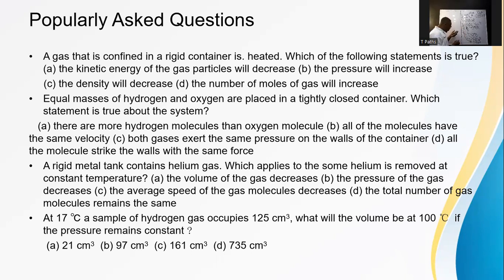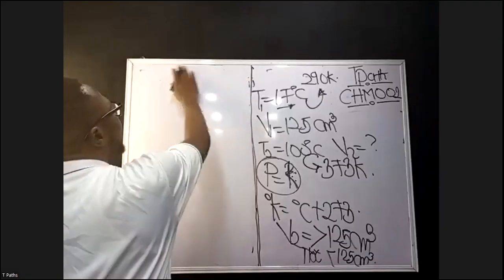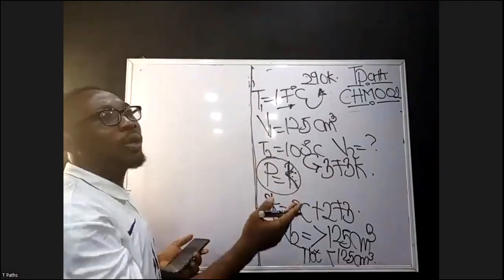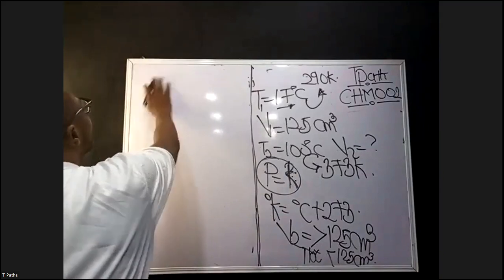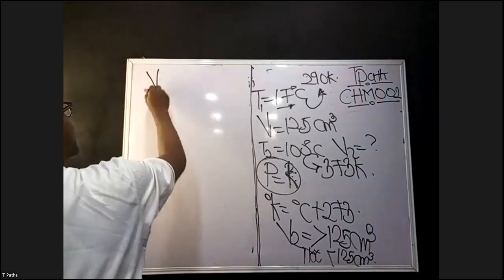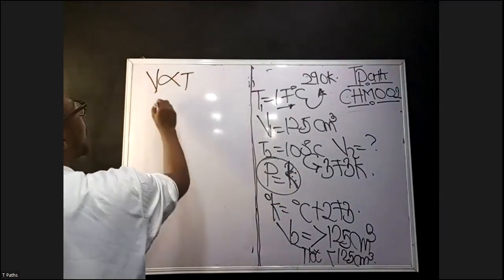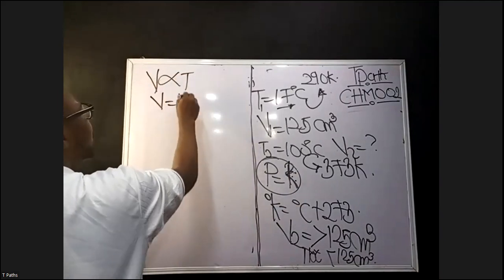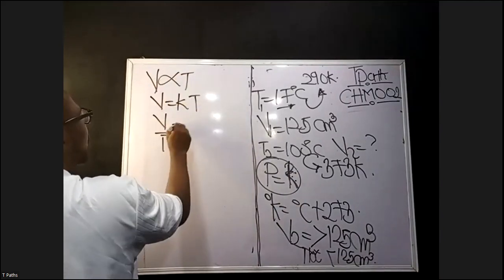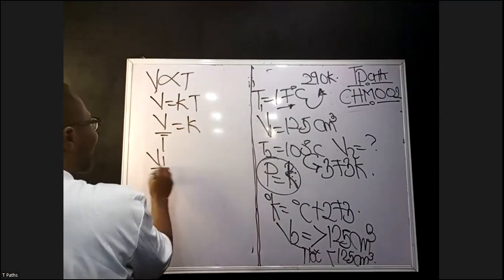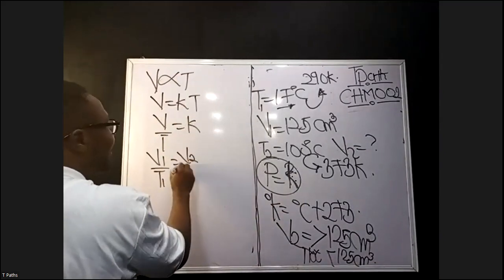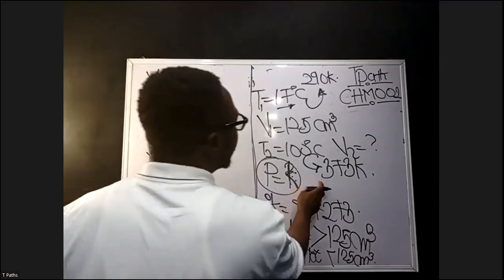But now we have 2 options, C is 161 centimeter cube, D 735 centimeter cube. So we have to solve. You have to solve. So let's recall. Sometimes you might also forget the formula of Charles' law. You can derive it. Let's do it together. So volume is directly proportional to what? To temperature. So V is equal to KT. V over T is equal to K. V1 over T1 is equal to V2 over T2. We are looking for V2 today.